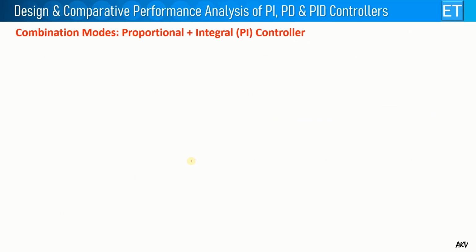So we go for now the combinations of these controllers. Combination, because as we have seen, the P controller has some advantages and some disadvantages, while those disadvantages are removed by the I controller, but the I controller has some disadvantages. So we can club these basic controllers to get their advantages and to nullify their disadvantages. So first let us go through the PI controller.